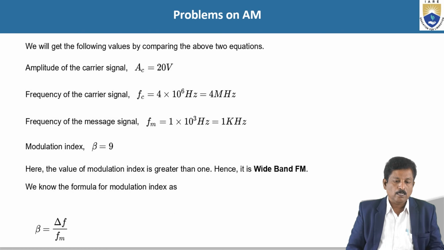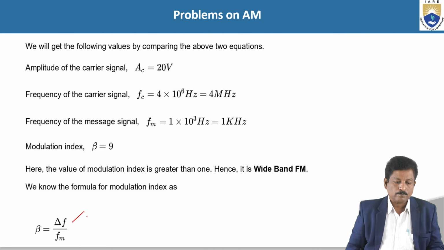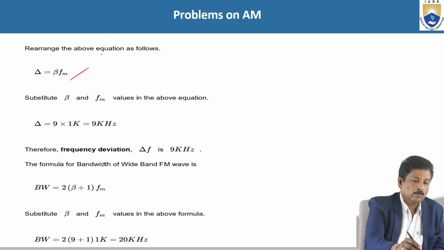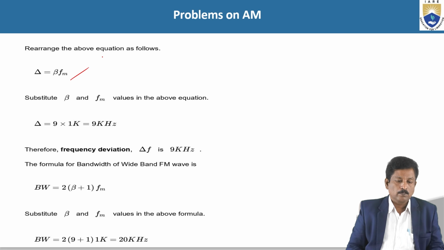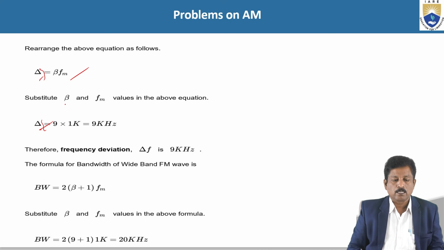Then, according to that, we are going to take the problem of calculating from the beta value. Beta is equal to 9, and you have to calculate the frequency deviation. You know the fm value. By substituting the beta value and the fm value, you can calculate the frequency deviation. So delta f is equal to beta into fm. This is delta f only. So 9 into 1 kHz gives 9 kHz.